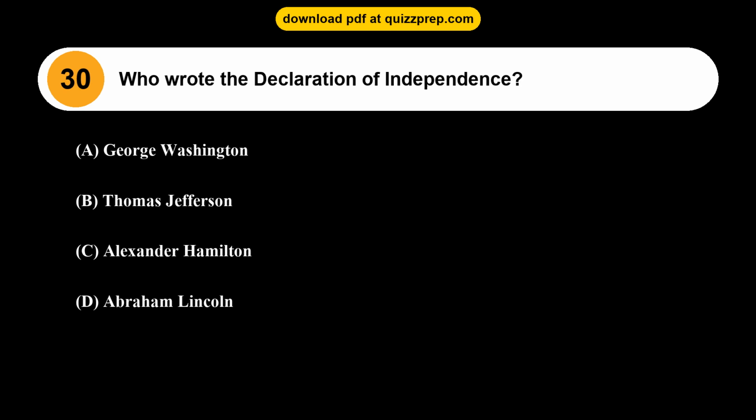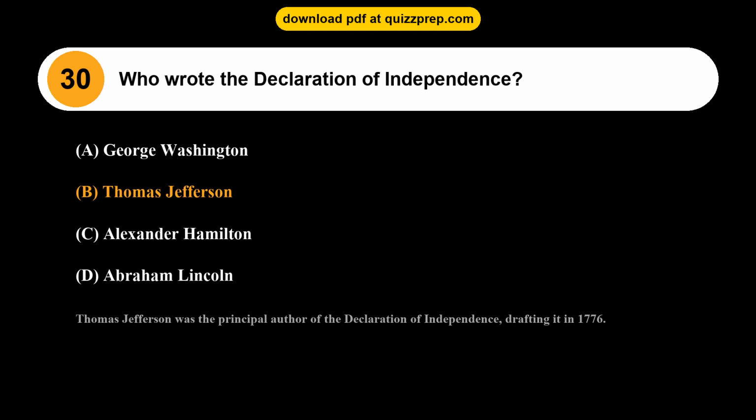Question 30. Who wrote the Declaration of Independence? Option A, George Washington. Option B, Thomas Jefferson. Option C, Alexander Hamilton. Option D, Abraham Lincoln. The correct answer is option B, Thomas Jefferson. Thomas Jefferson was the principal author of the Declaration of Independence, drafting it in 1776.